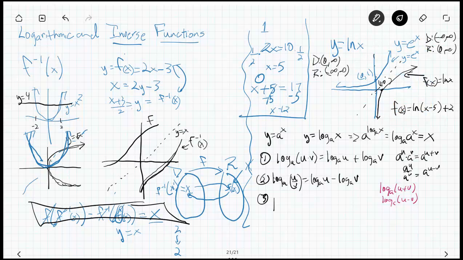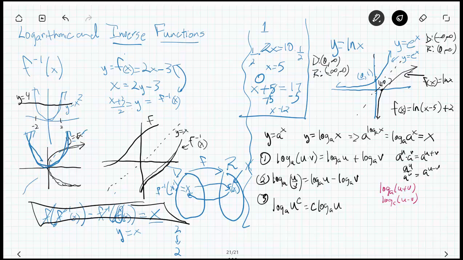All right, last but not least, log base a of u to the c is equal to c times log base a of u. Now, this one, I can wave my hands and do a proof of this, because if you think of u to the c as u times u times u, c times, then I would simply be doing log base a of u plus log base a of u plus log base a of u, dot dot dot, c times.